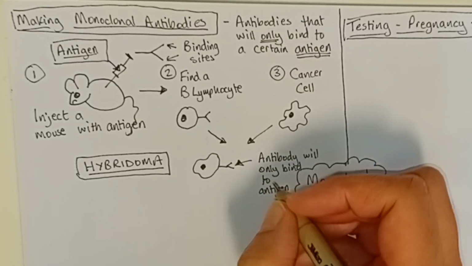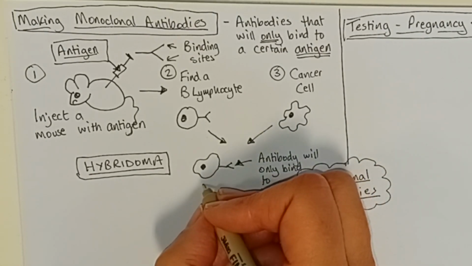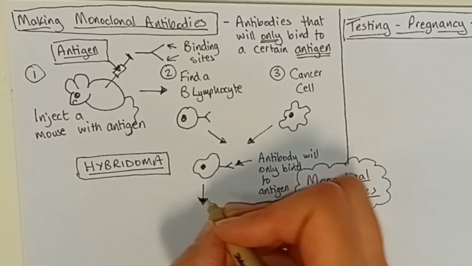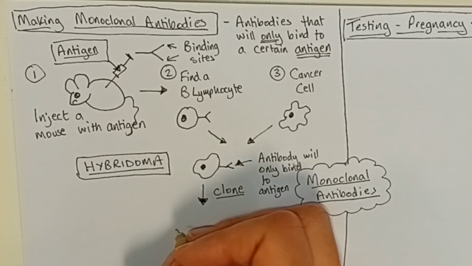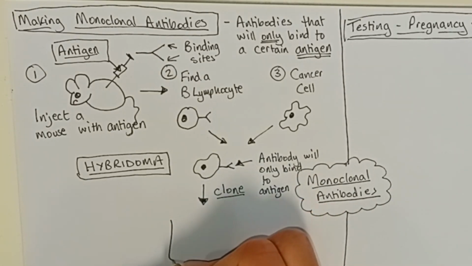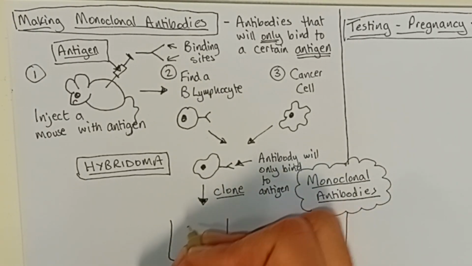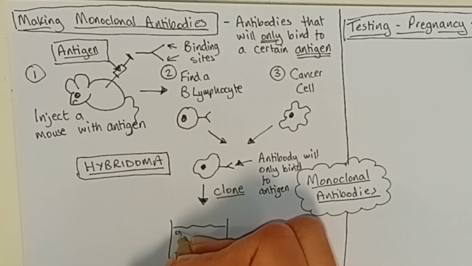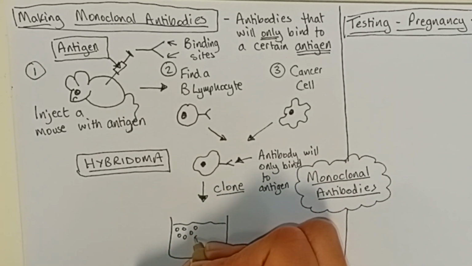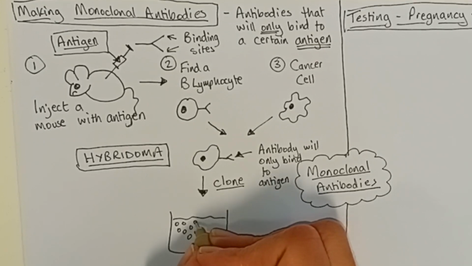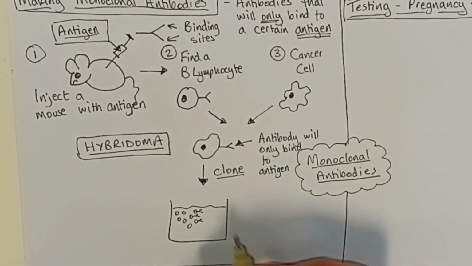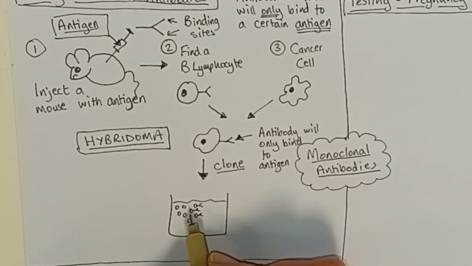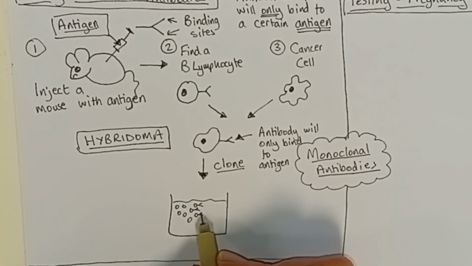And once we've got one of those, then we are going to clone them, which means we're just going to make lots and lots of them. We're going to put them and grow them so that we've got billions of them. We use huge sterile containers for these, full of liquid. I'm not going to fill it full of those, but they're all going to be cloning, dividing, making millions of hybridoma cells, all of them making this monoclonal antibody.